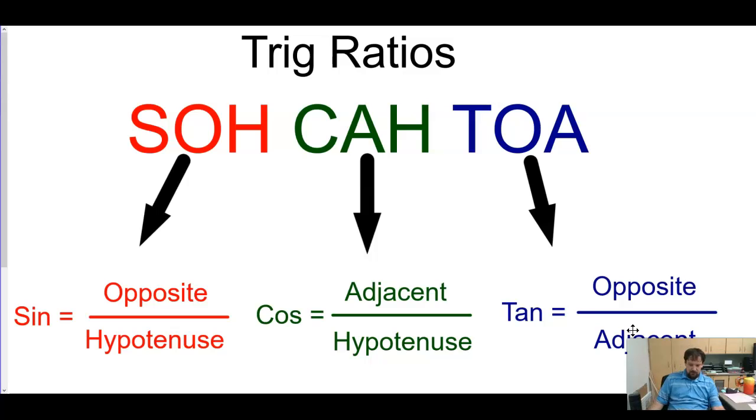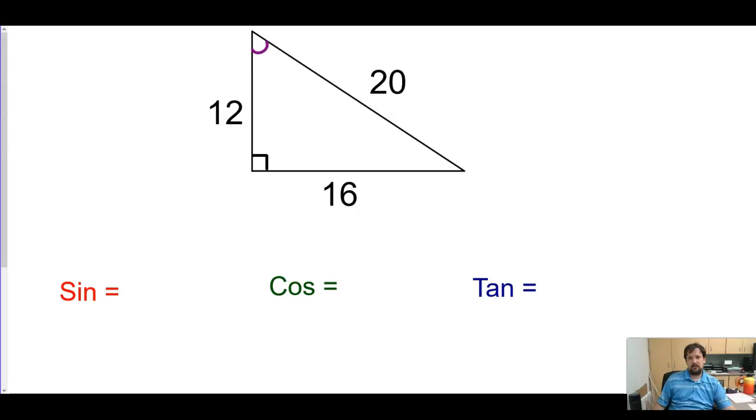So if you remember that, today should be relatively easy. SOHCAHTOA: sine is opposite over hypotenuse, cosine is adjacent over hypotenuse, tangent is opposite over adjacent. So let's go ahead and look at some examples. Alright, so the first thing that I want you to do on every problem is identify what is the hypotenuse, what is the opposite, and what is the adjacent.